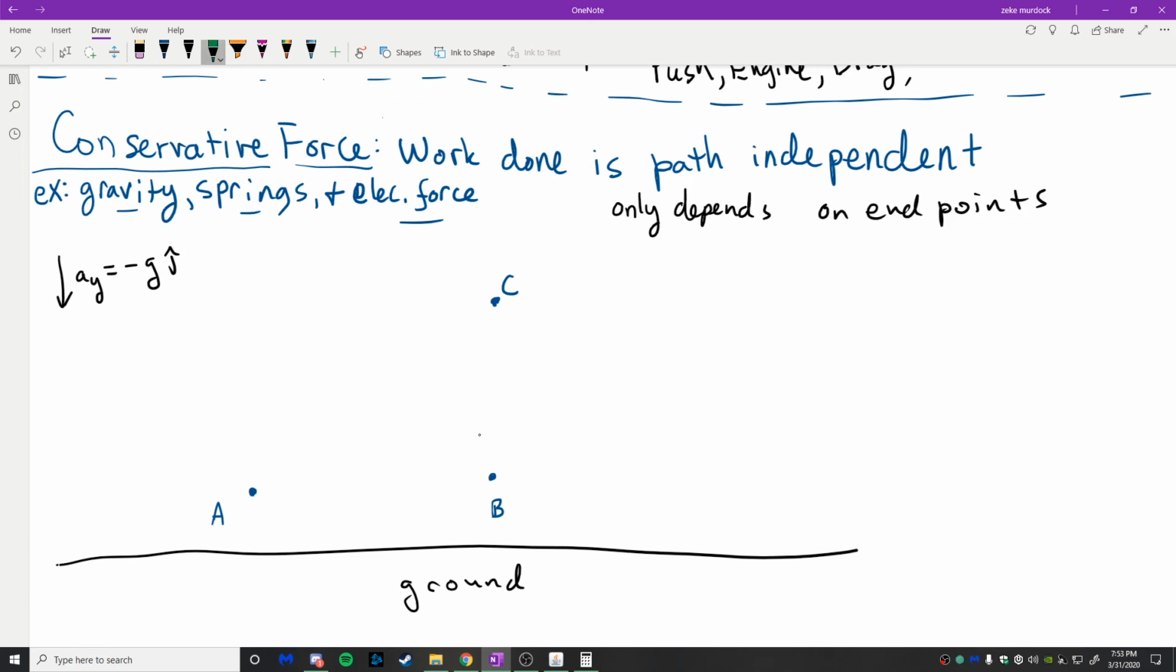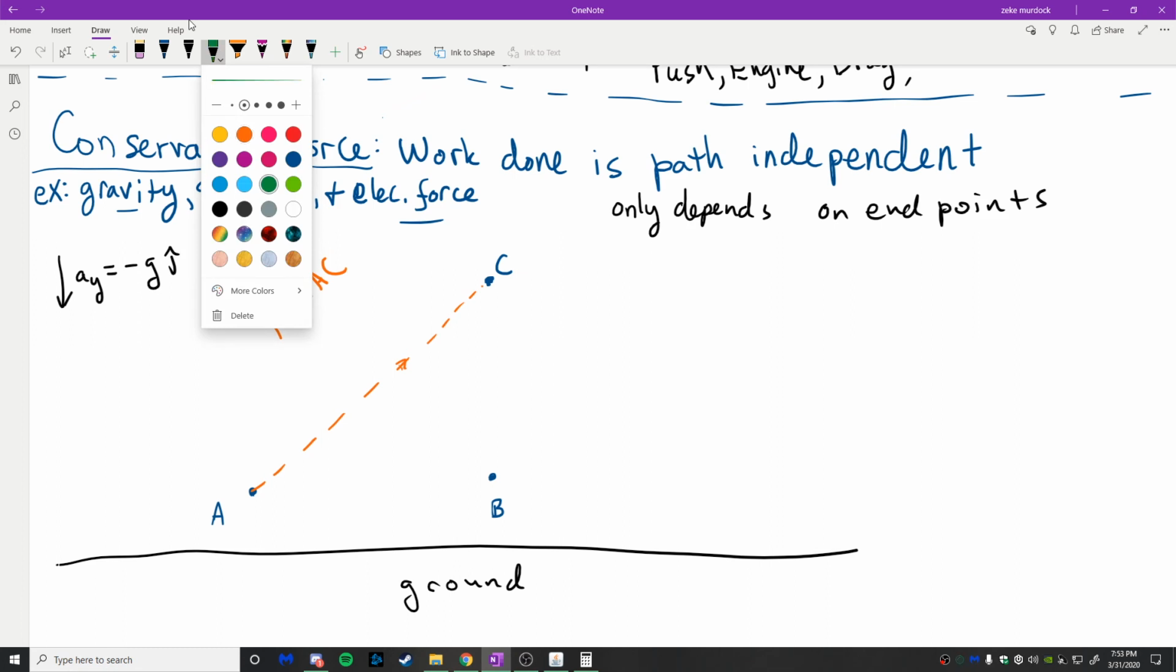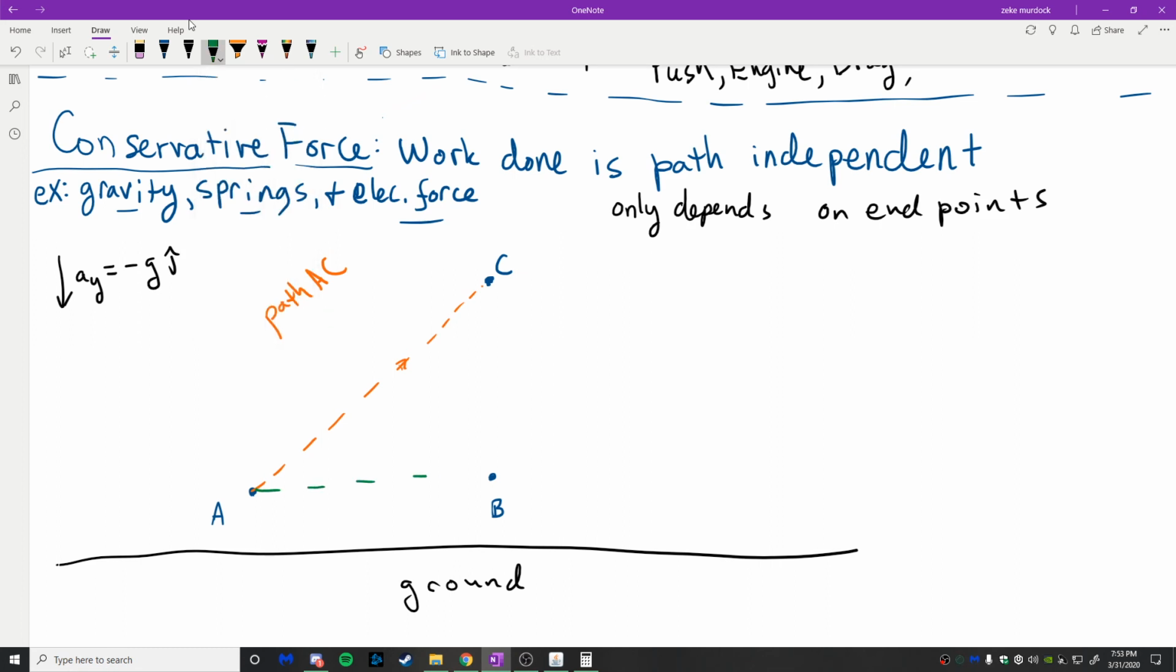I think before, orange was the path color for the top one. So one path is going to go this way up to point C. I can just move this up a little bit here. And then that's going to be path 1, we'll call it AC. And then my other path is going to be through B. So we're going to go straight to the right, and then we're going to go straight up. We'll call that one path ABC. They get to the same place through different paths.